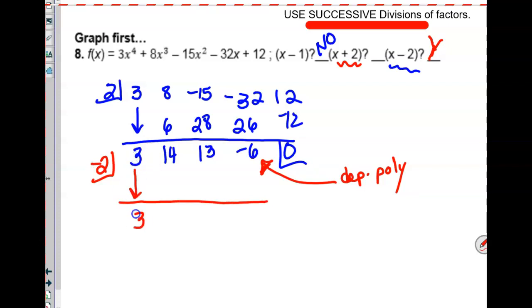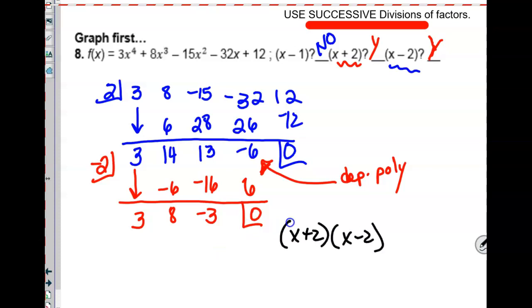Bring it down this time. -2 times 3 is -6, add is 8, multiply is -16, add is -3, multiply is 6. Why was that helpful? Does anyone know? What's this leftover meaning? That's the final factor. Okay, so far I have an x plus 2 and an x minus 2 that match. That's not the order we did them, it doesn't matter.